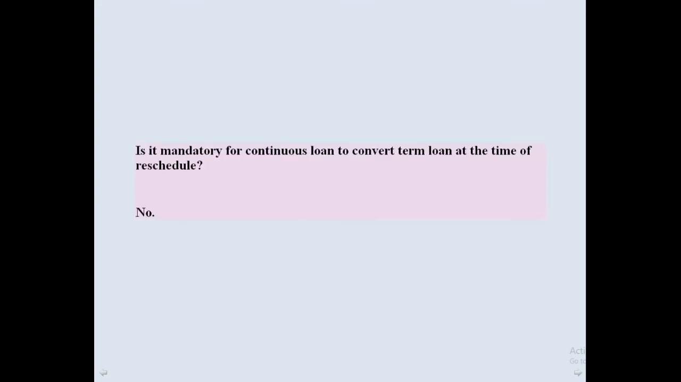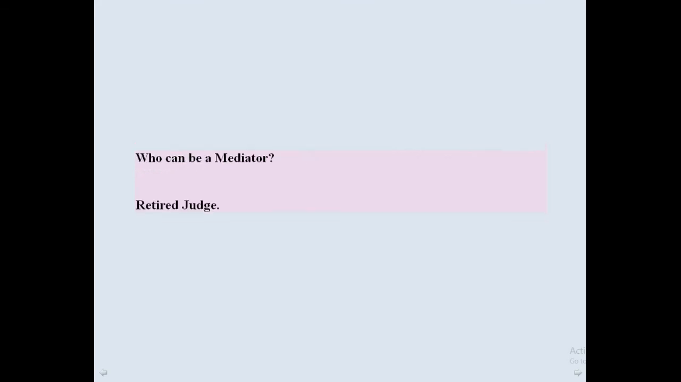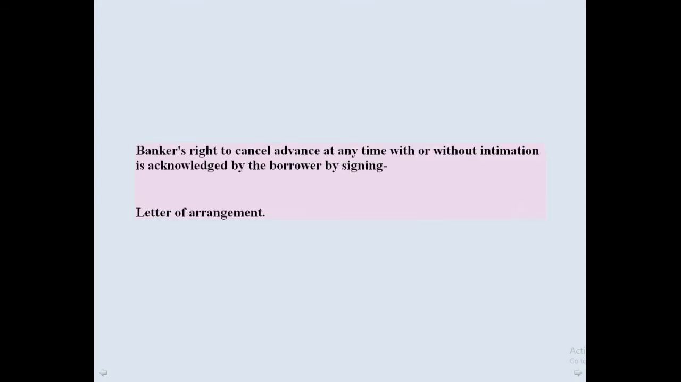Drawing power in a CC account is determined within sanctioned limit on the basis of value of existing stock of goods. Notice of assignment is required in case of advances against life policies. What's the procedure of serving summon? Registered post or newspaper publication. Is it mandatory for continuous loan to convert term loan at the time of reschedule? No. Who can be a mediator? Retired judge. The limitation period of loan covered by a registered mortgage deed is 12 years.